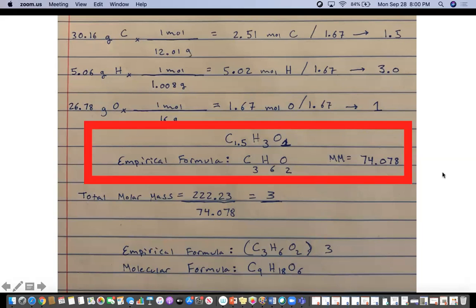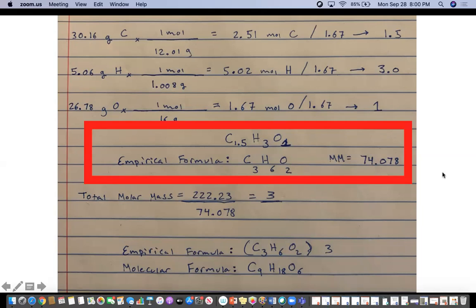So from this ratio, from the last step, we know that we have 1.5 carbons for each 3 hydrogens and 1 oxygen. But although that is the ratio between them, in an empirical formula we cannot have decimals. So we have to multiply these subscripts by some number that gets them to a whole number ratio. And so 1.5 times 2 will get it to 3. So I'm going to multiply all those subscripts by 2, and that gives me my empirical formula, C3H6O2.